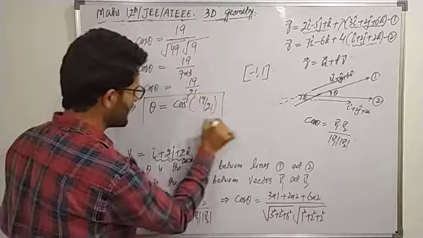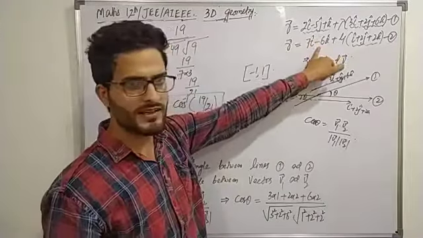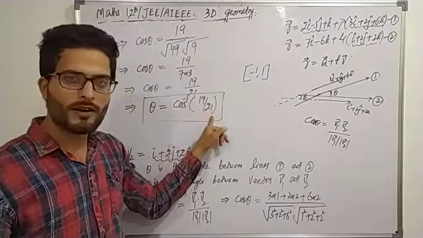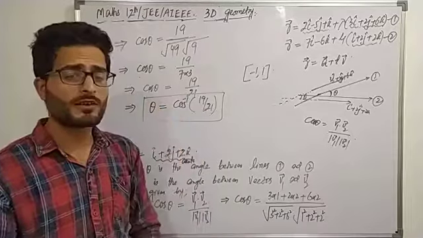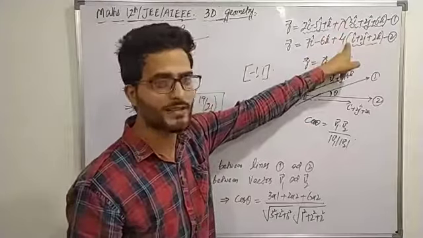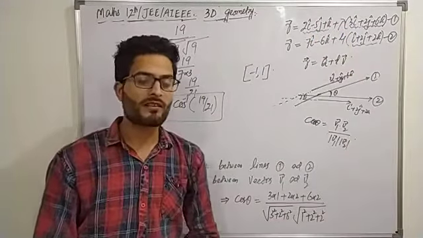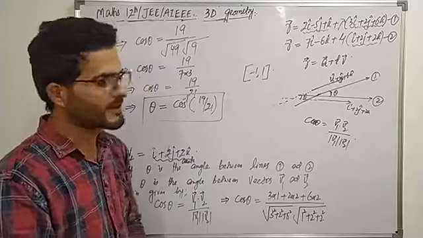So the angle between two lines which are represented by the equations this and this must be cos inverse of 19 divided by 21. So cos inverse of 19 divided by 21 must be the angle between these two lines which are represented by their respective vector equations. Clear? So that was all about question number 10.